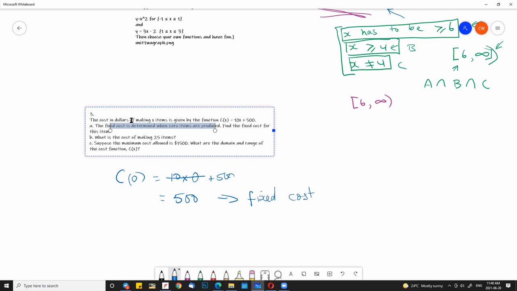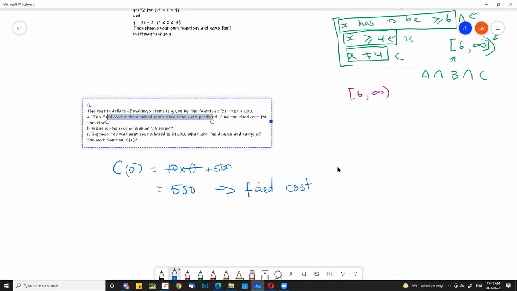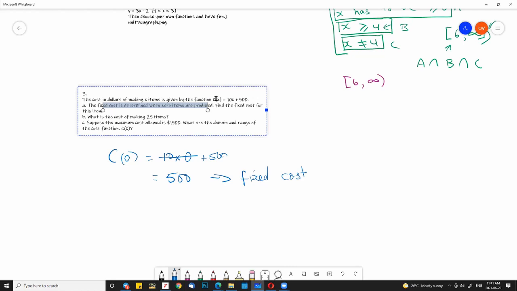Easy peasy, right? What is the cost of making 25 items? Okay, just plug 25 in there. We find C of 25. C of 25 will be equal to 10 times 25 plus 500. This is 250 plus 500.